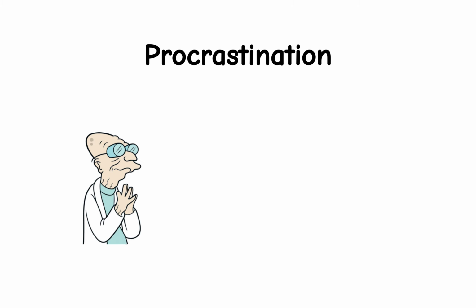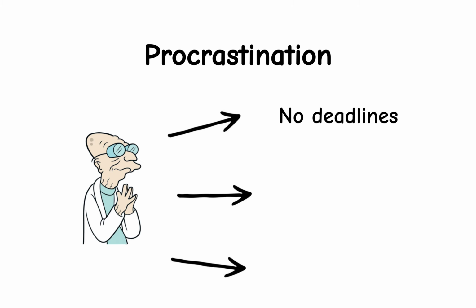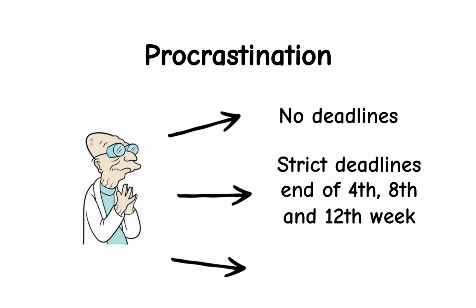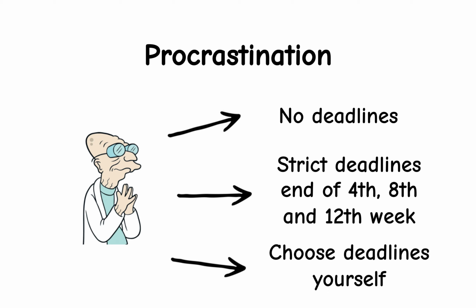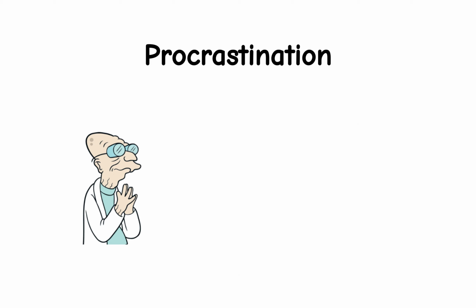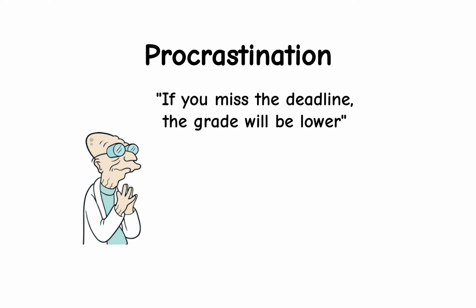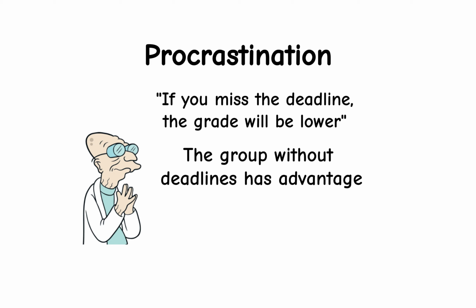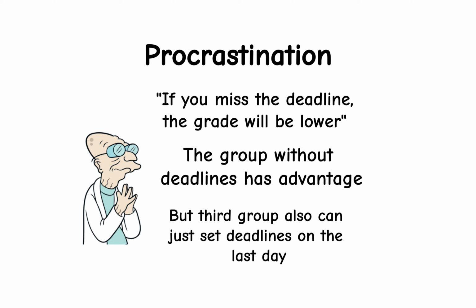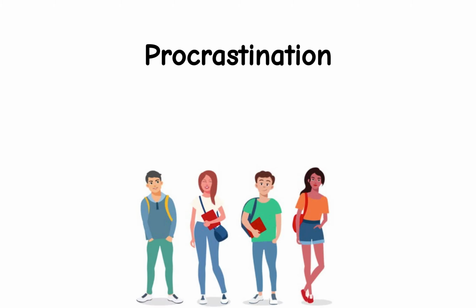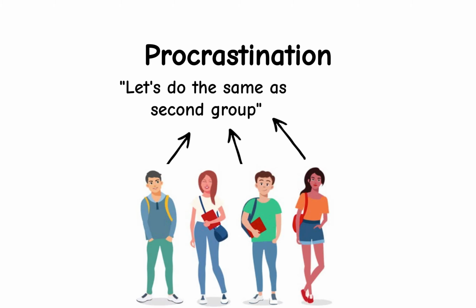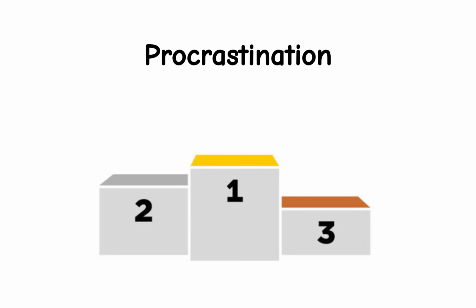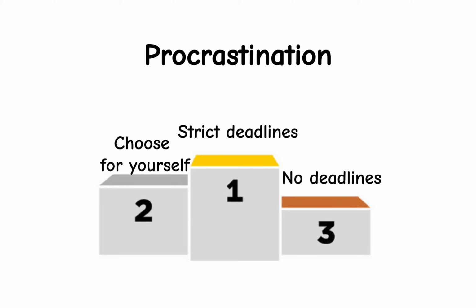Procrastination. The professor had 3 groups of students. He set no deadlines for the first group. For the second one, he set strict deadlines for 3 tasks spread evenly across the semester. And the last group was presented with the opportunity to set their own deadlines. Every day after the deadline, the grade for a task was reduced. So it seems that the first group had the most favorable conditions. And the rational decision for the third group was to set all the deadlines on the last day. But in reality, most of the students decided to spread deadlines evenly. More than that, the results showed that the first group had the worst grades, while the second had the best.